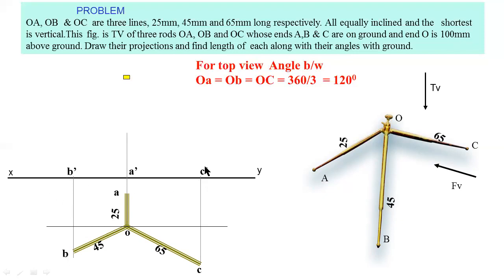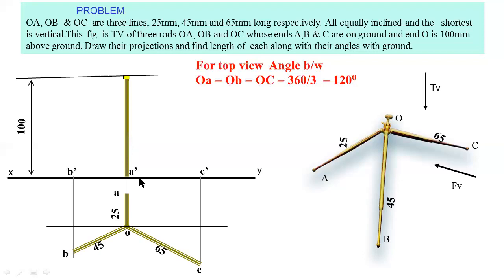Now you have to draw the height of point O. From the given data, the end O is 100 mm from the ground. So the height of the point O from the ground is 100 mm. You have to consider 100 mm height. This is a 100 mm distance. This is the O point. For the front view also you have to project this point in the upward direction, and the height of this line is equal to 100 mm.